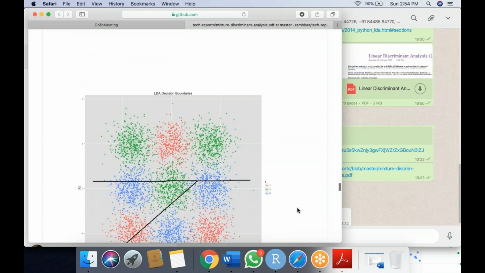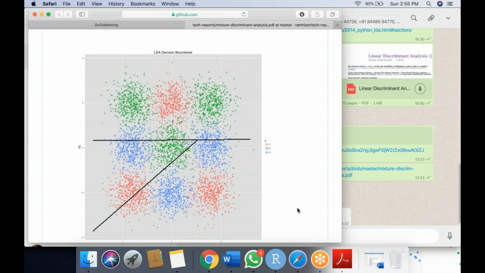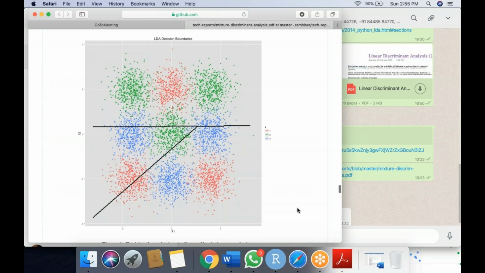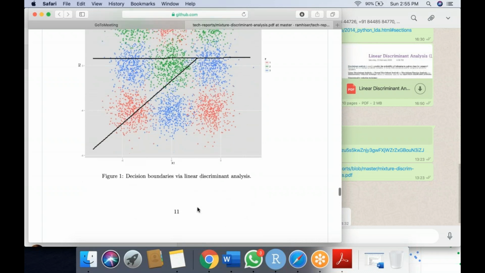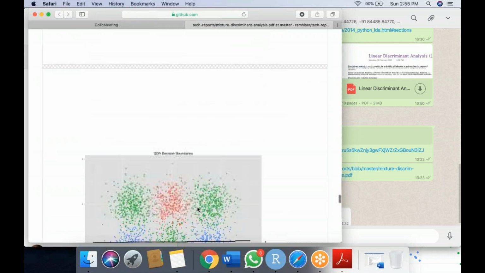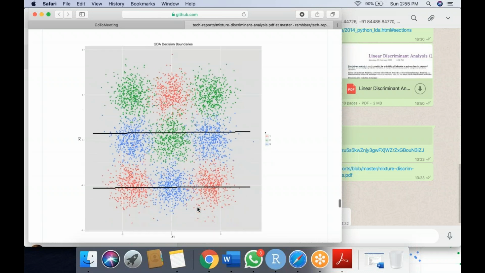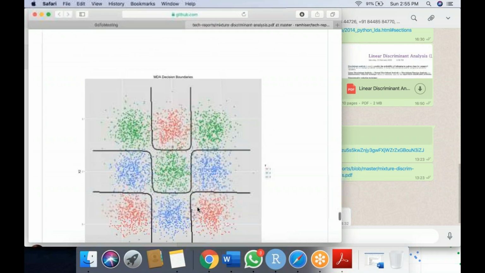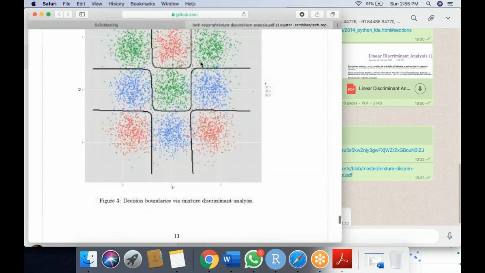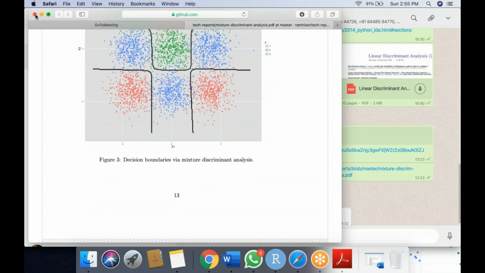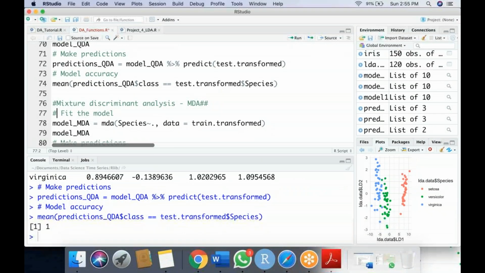For the example, you can see with this data, the decision boundaries in LDA happen in this way. So there may not be very clear phase separations in some cases. QDA can give you this type of phase separation, and ultimately if you are using MDA, you can see it will give you much clearer separations. So I recommend you take out some time and read that.